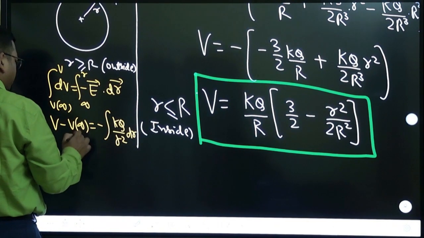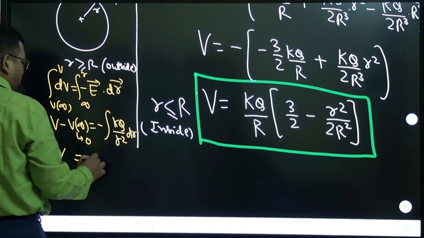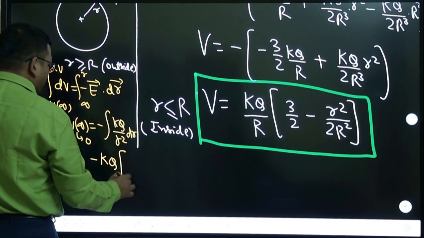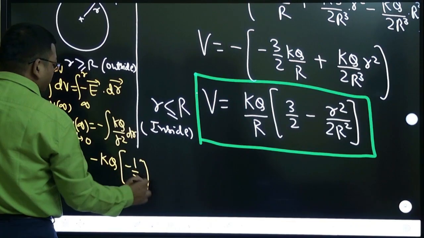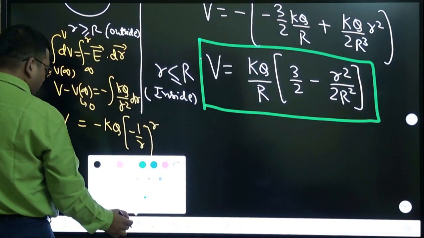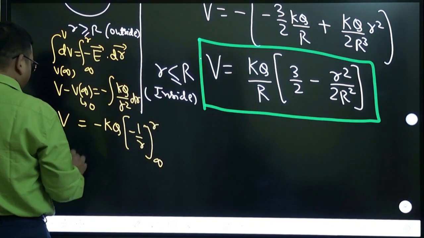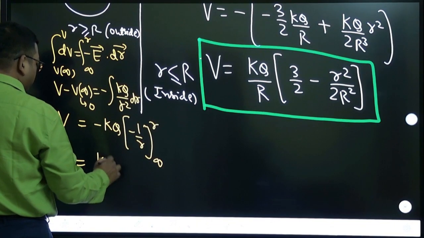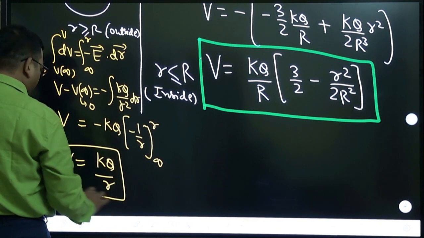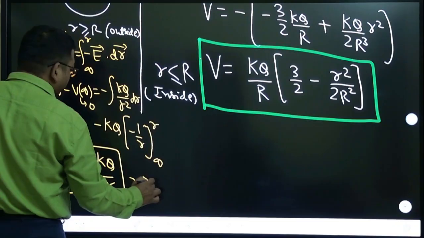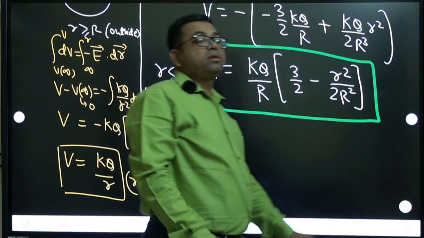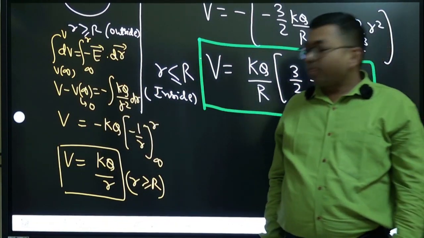So this potential at infinity is 0 here. So this will become minus kq. 1 by r square becomes minus 1 by r, and you are going from infinity to small r. So this calculation will give us V equal to minus, plus kq by r, 1 by infinity being 0. This is the formula for potential for points with r greater than or equal to R. Equal to we are including because it's a continuous function. There is no discontinuity. So we can use it.